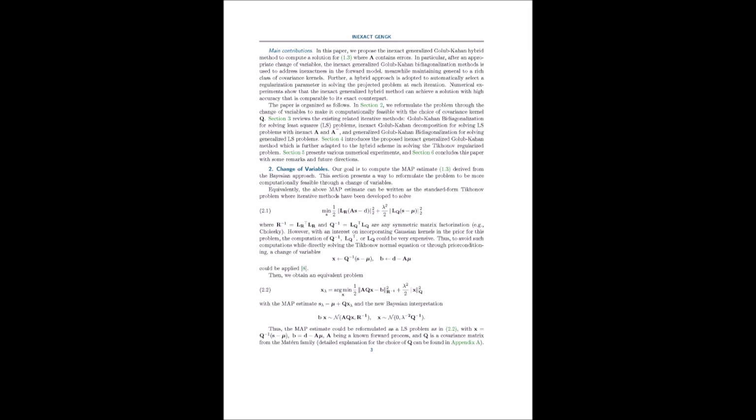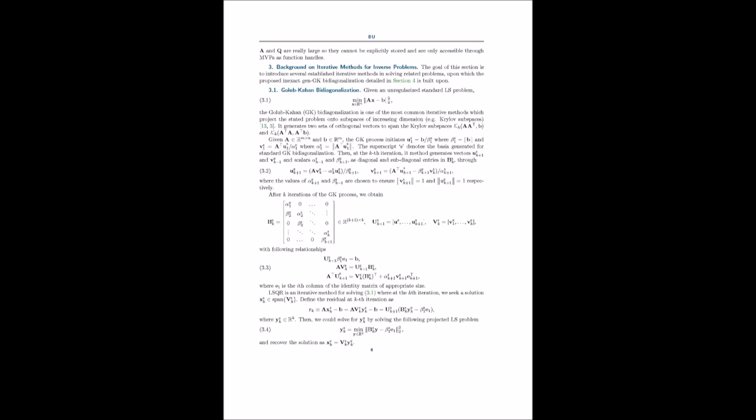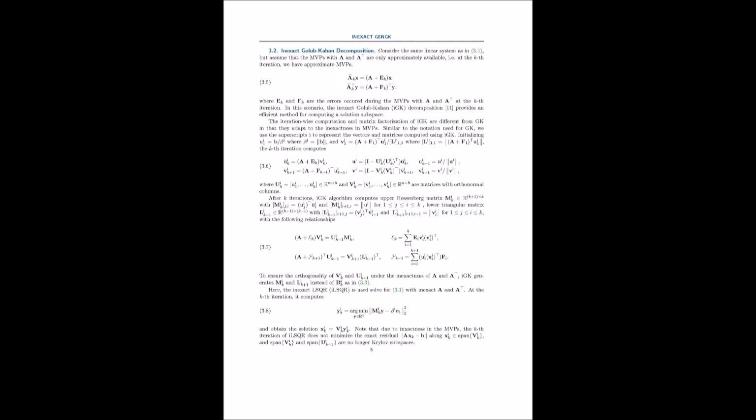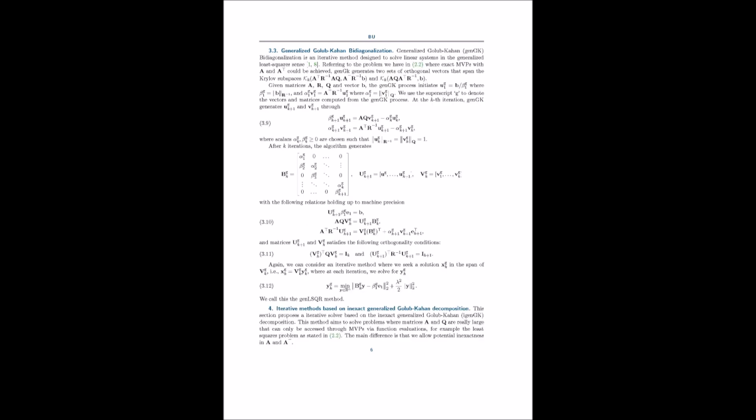Yeah, you hit the nail on the head. That assumption of a perfect forward model, it's a big stumbling block for a lot of the traditional methods. The paper we're diving into today really tackles that head on. It's called Inexact Generalized Golub-Kahan Methods for Large-Scale Bayesian Inverse Problems.